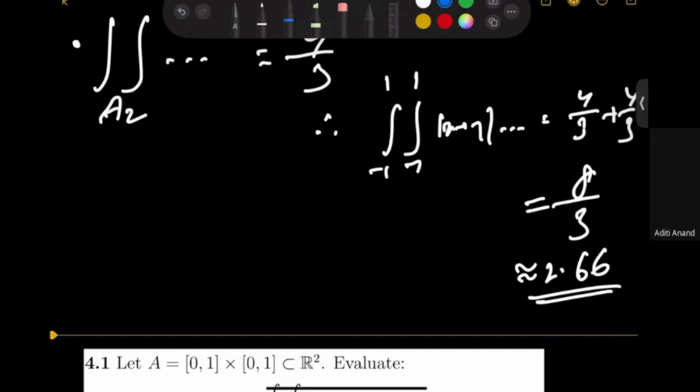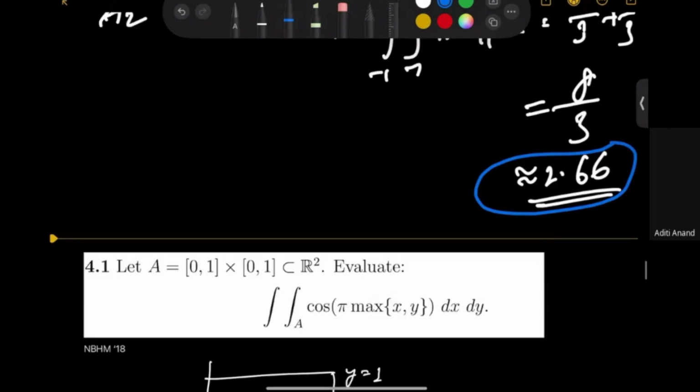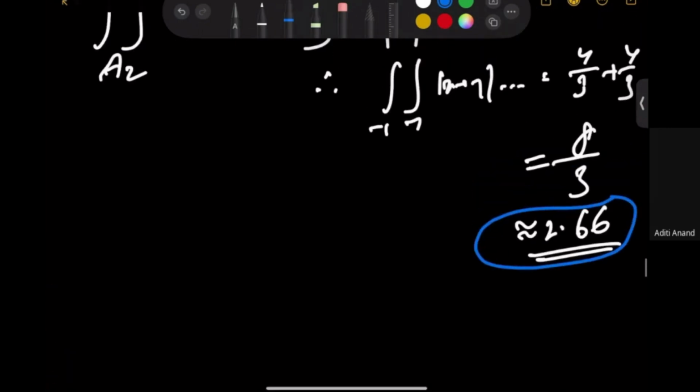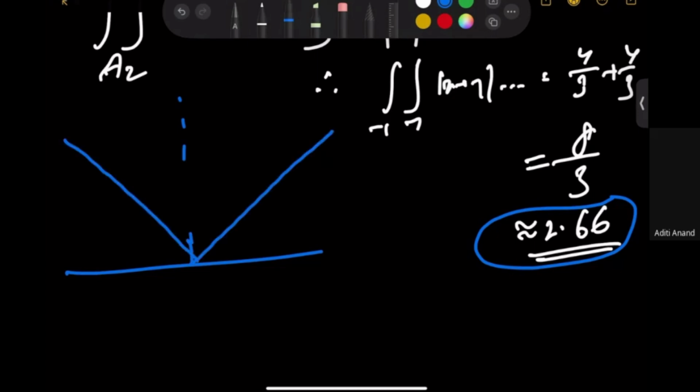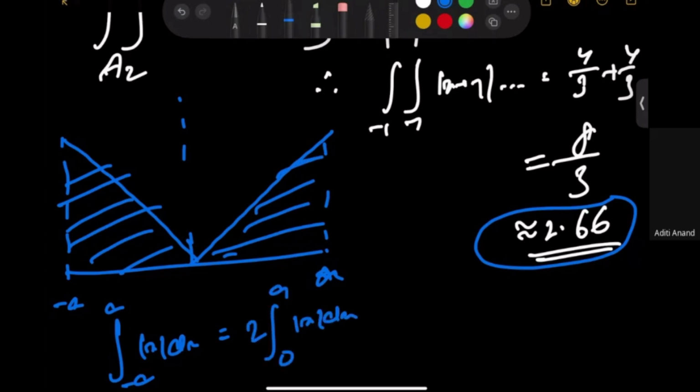Clear, guys? The symmetry is similar to the symmetry of the mod function in one variable over the interval minus a to a. If you integrate mod x dx from minus a to a, it will be twice the integral from 0 to a, right? So that is the kind of symmetry I have used.